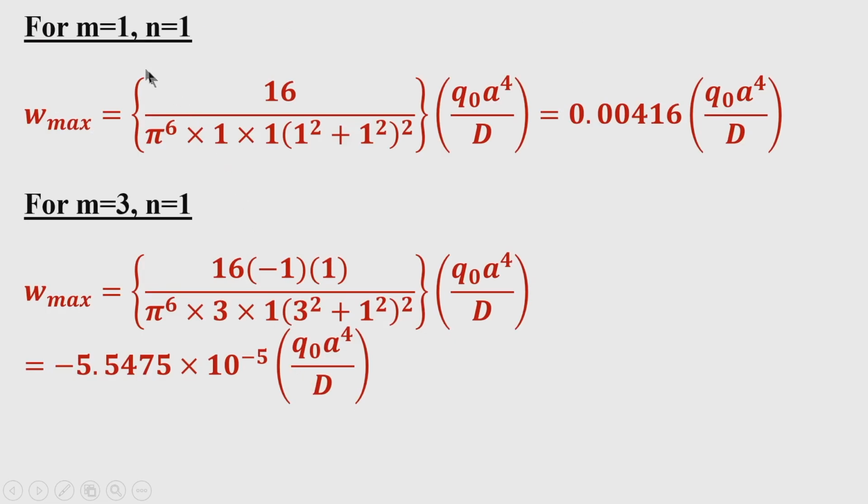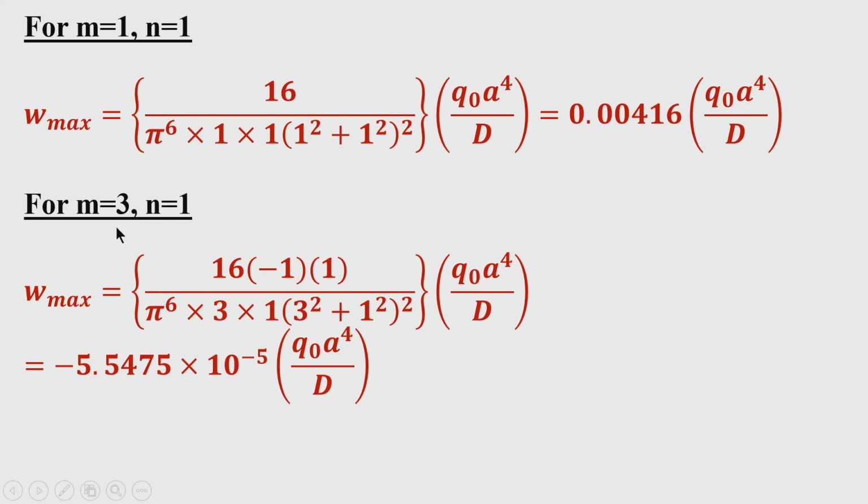So, for m equal to 1, n equal to 1, the center deflection is calculated after substituting the values of the integers. Here both the integers are 1. So, we get the result as 0.00416, with the load, dimension and flexural rigidity.